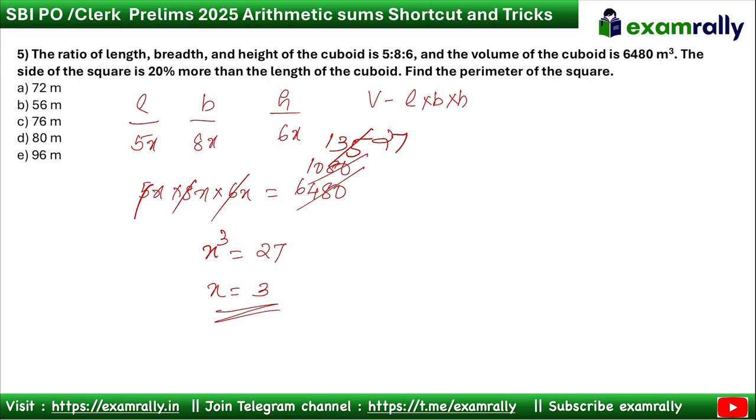Okay, the side of the square is 20% more than the length. See, the length will be 5x, that is equal to 15, and 15 means it is 20% more than, 120 by 100, which is 6 by 5.